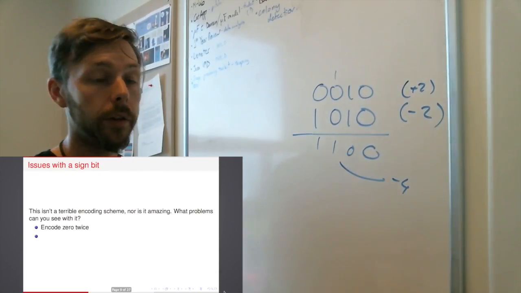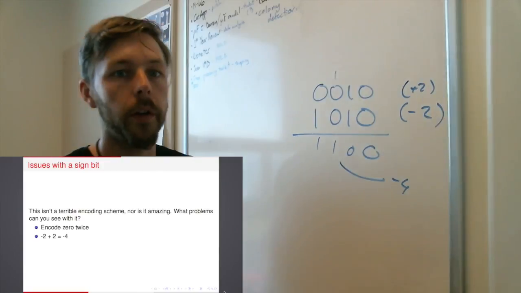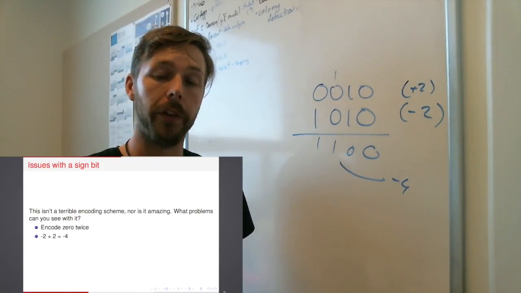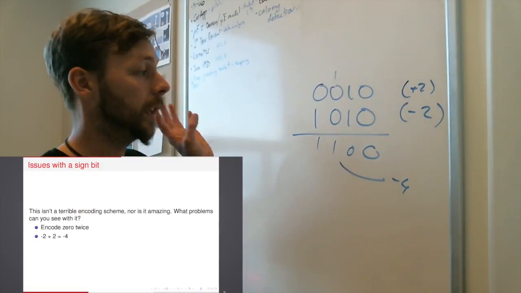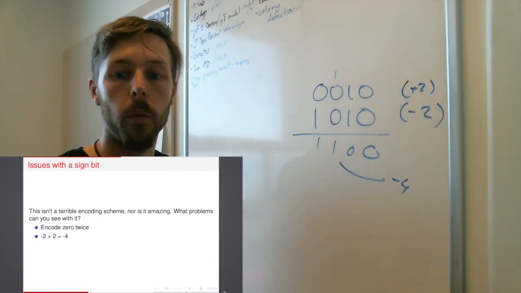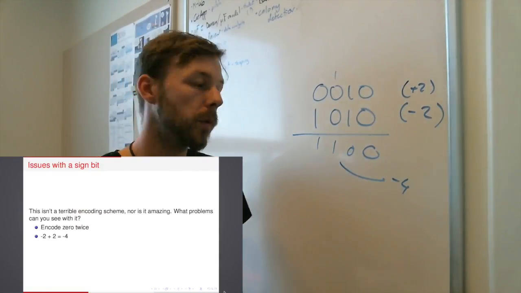So we've encoded 0 twice and our arithmetic doesn't work. So how can we fix that? Well, the current system that best fixes this, so that addition and subtraction still work the way that you expect, is what's called 2's complement.